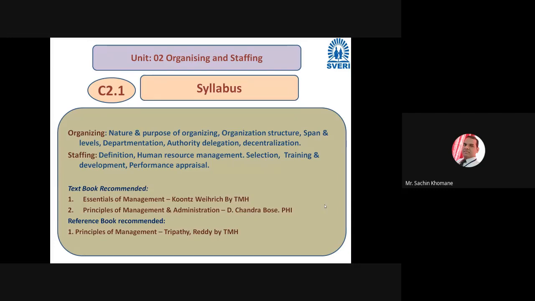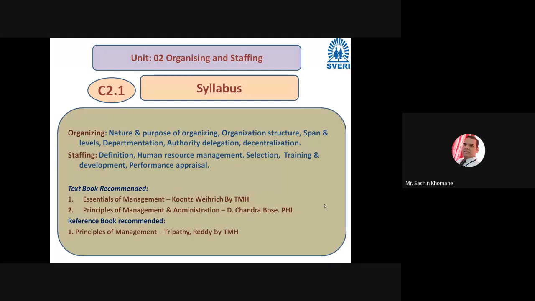So let us see the syllabus. This chapter is having 2 parts. One is organizing and the second one is staffing. In the organizing part we have to see nature and purpose of organizing, like we have seen nature and purpose of management in the previous chapter. Same thing we have to see here, nature and purpose of organizing, or characteristics of organizing.